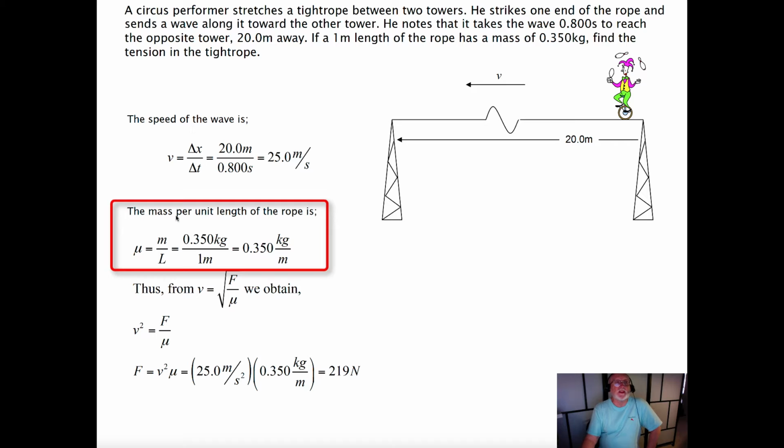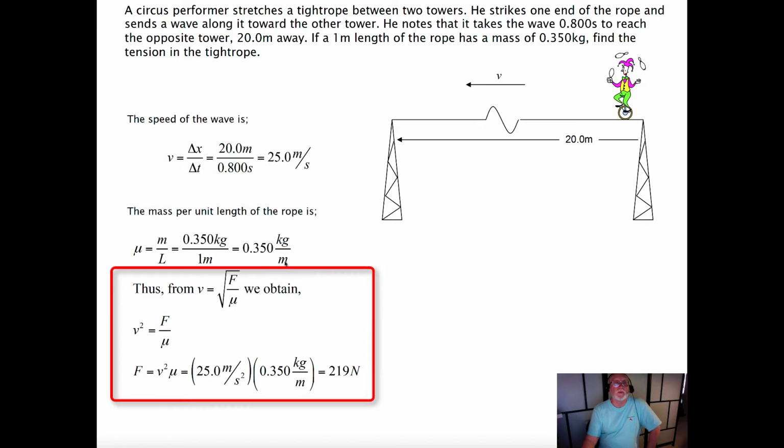So the mass per unit length of the rope can be calculated as mu equal to the mass divided by the length. We have a mass of 0.35 kilograms, we have a 1 meter length of rope, so the mass per unit length is 0.35 kilograms per meter.